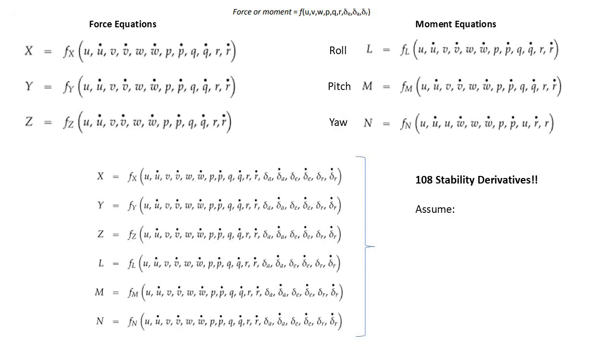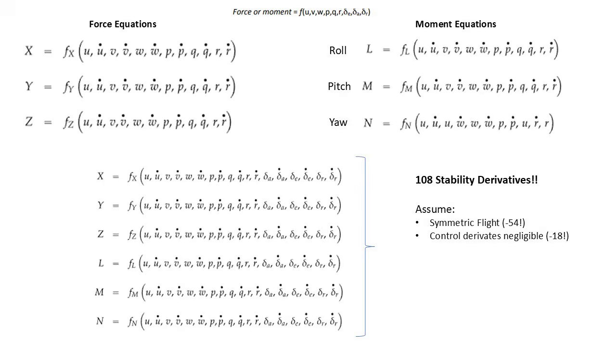We sometimes can assume symmetric flight in the XY plane, which means that the asymmetric terms Y, L, and N will go to 0. It also follows that the derivatives of these quantities with respect to u, w, q, and delta E, delta elevator, will also go to 0. If we're doing a symmetric stability analysis, this will eliminate 54 of those derivatives.